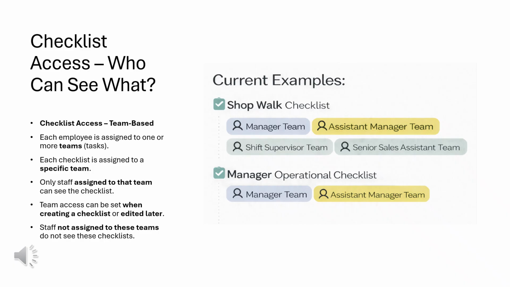There are also a few important technical points to be aware of. Checklist access for staff is available only through the Workforce Employee app. Managers can also view checklists via the Workforce web app on a laptop or desktop computer. When it comes to settings, team access to a checklist is not fixed. Teams are assigned when a checklist is created, but they can be changed later if required. Assigned teams can be updated at any time, and I'll show you how to do this later on.